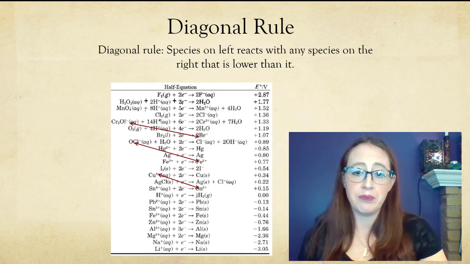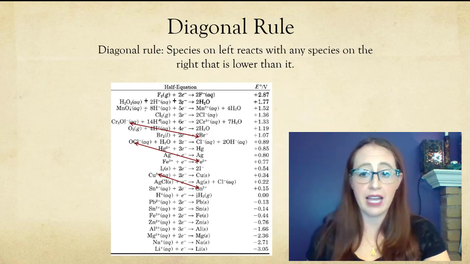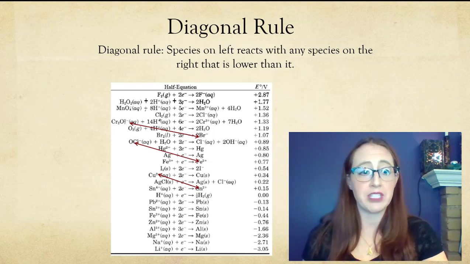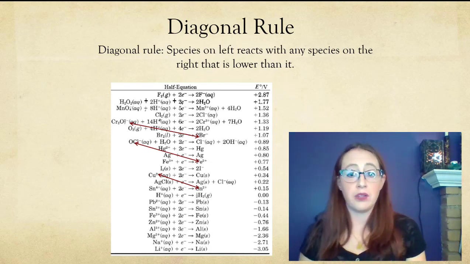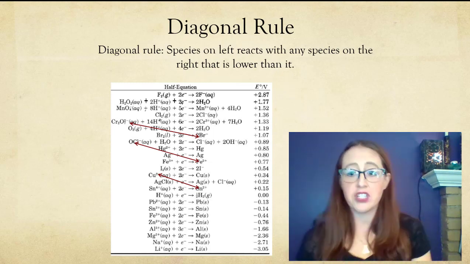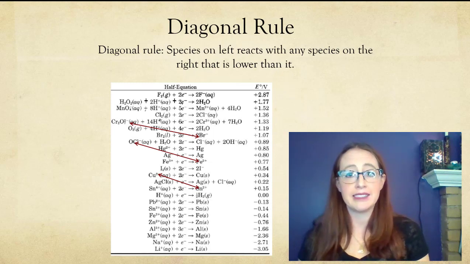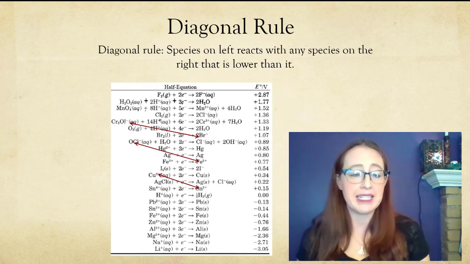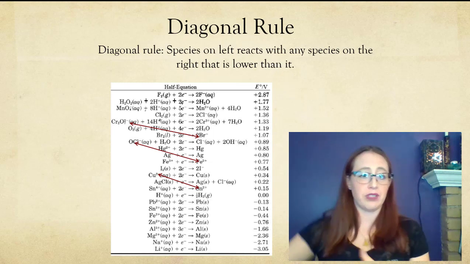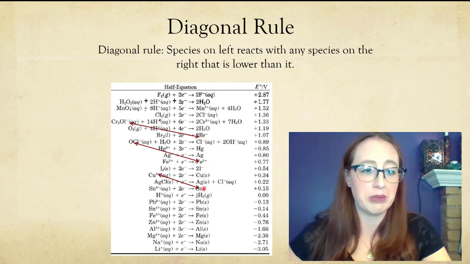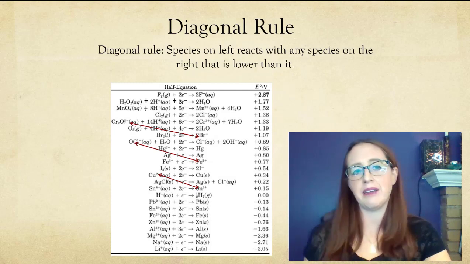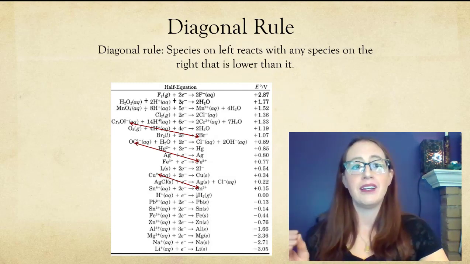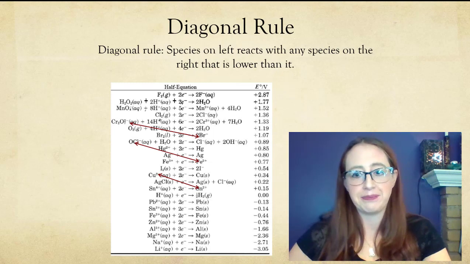This diagonal rule tells us that picking one from each side ensures that we have one species that can be oxidized and one that can be reduced, and then picking the one on the right that's lower ensures that the reaction is spontaneous. And of course, if you wanted a non-spontaneous reaction, you would do the reverse. You would do the opposite diagonal rule, where you would be going this way. But the diagonal rule specifically relates to spontaneous reactions.